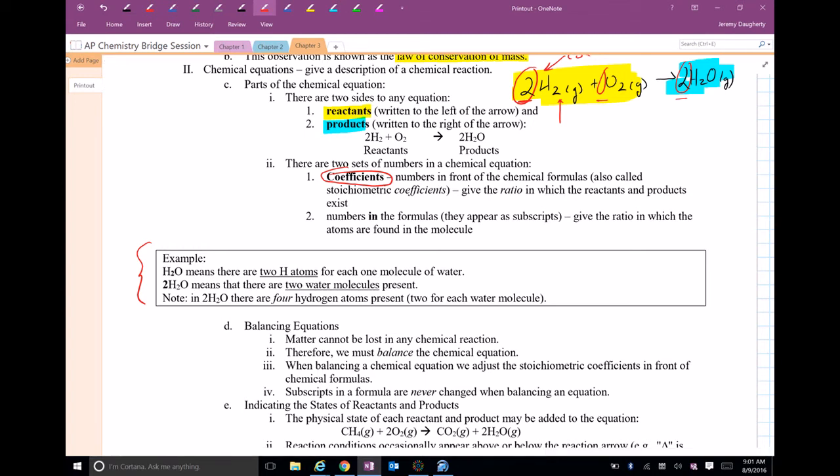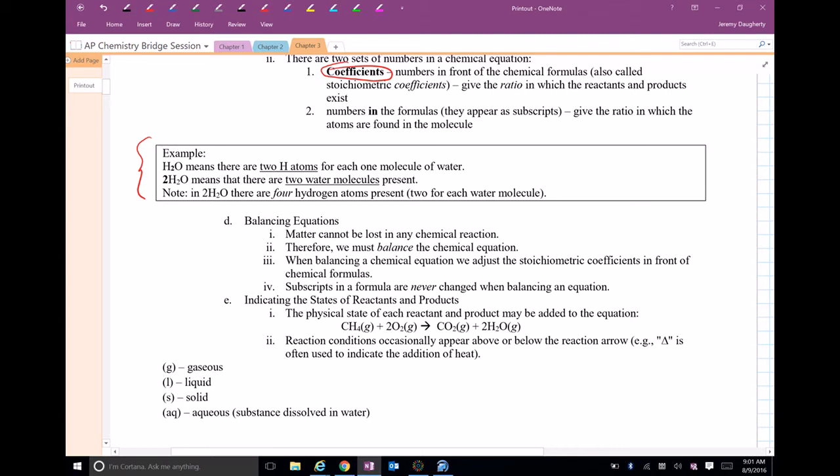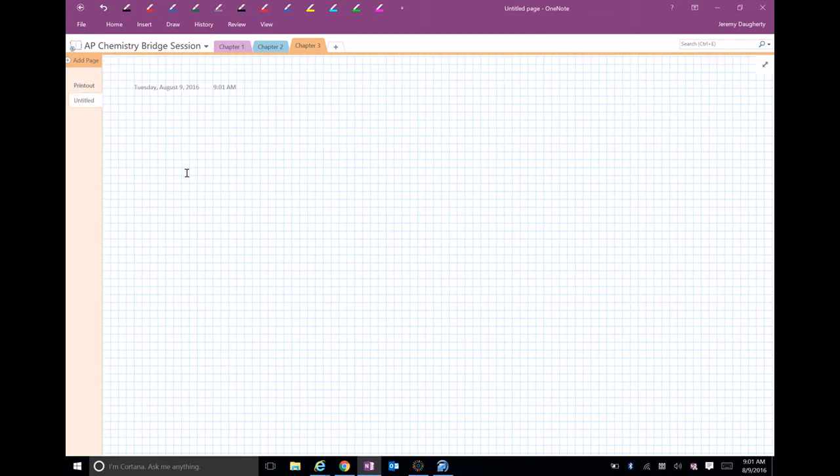Balancing equations, make sure that before you do anything with any equation that it's balanced. That's where we use the coefficients. Let's try a couple. So let's do a little bit of balancing. Let's make up a one here.